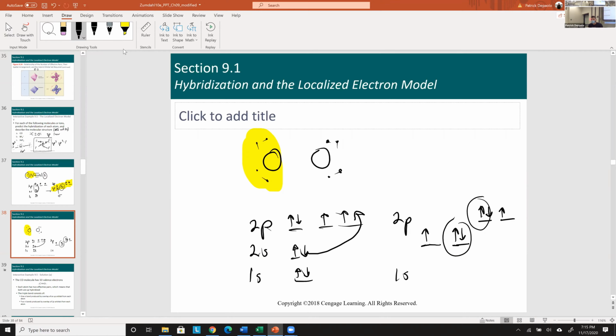This other oxygen comes along, needs the same thing. So when these interact with each other, the first one, this electron that adds here, this would be the sigma bond. The other one would be the only pi bond that's left over. So the product would be 1 sigma and 1 pi.